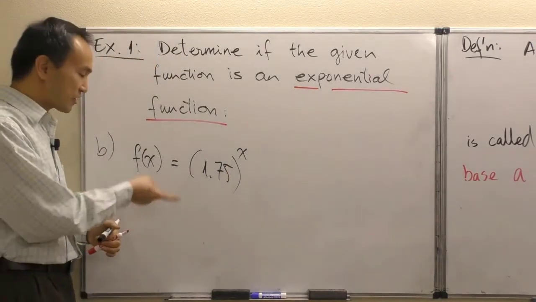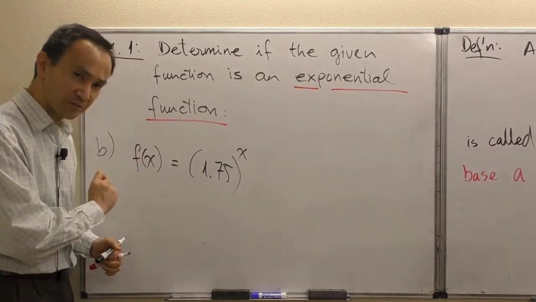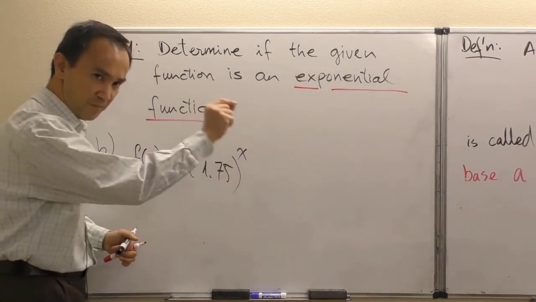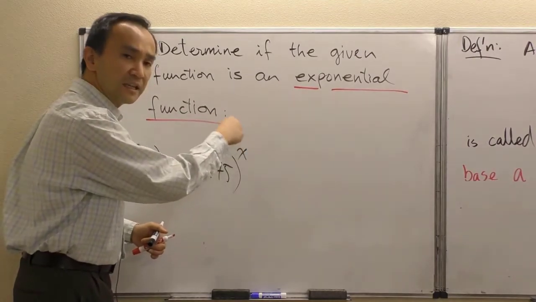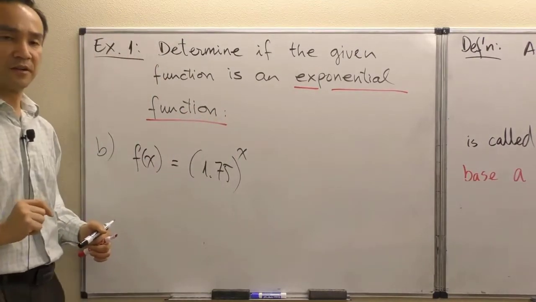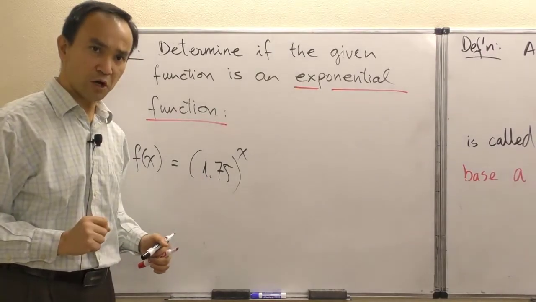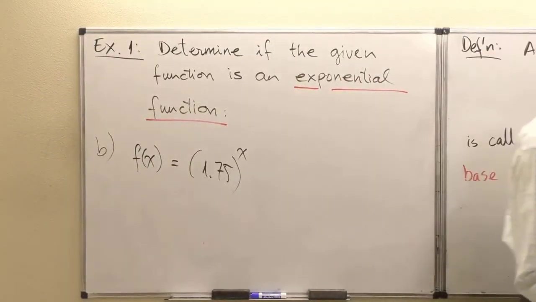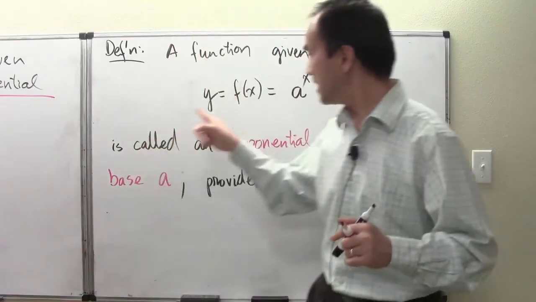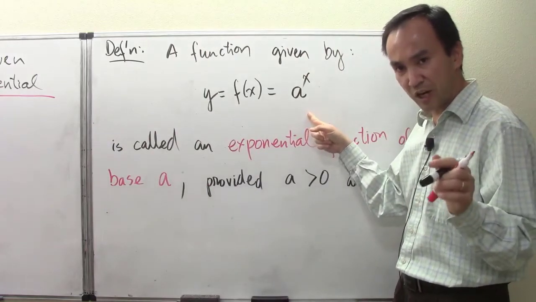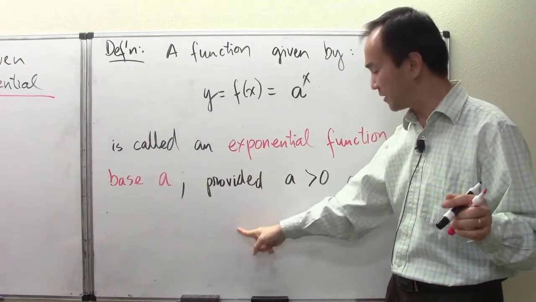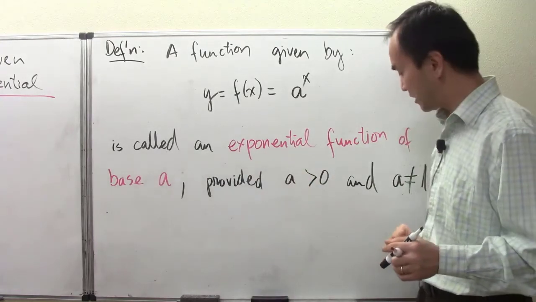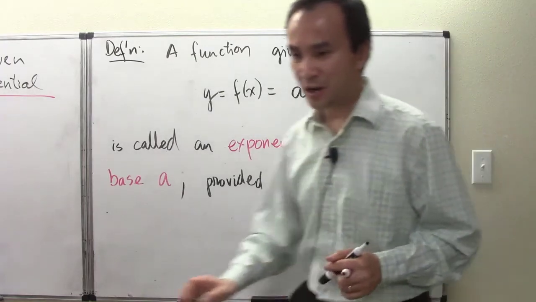The rule of this function says for whatever input is given to the function, we're going to take the base 1.75 raised to that input. So the input is the exponent, or the power, for that base right here. Okay, so now we're at this point. This is consistent with the definition of what an exponential function is. But we further need to make sure that these two requirements are satisfied or fulfilled.